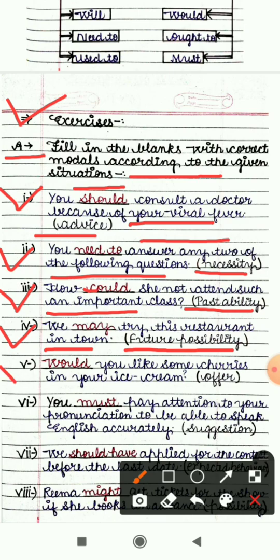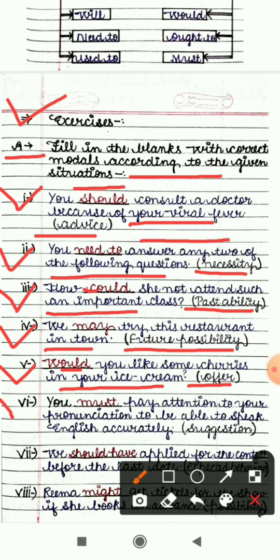Fifth sentence is: dash you like some cherries in your ice cream. So here we have to make an offer to someone. So to make an offer we use would. Would you like some cherries in your ice cream? You are offering someone that the person likes some cherries in his or her ice cream.